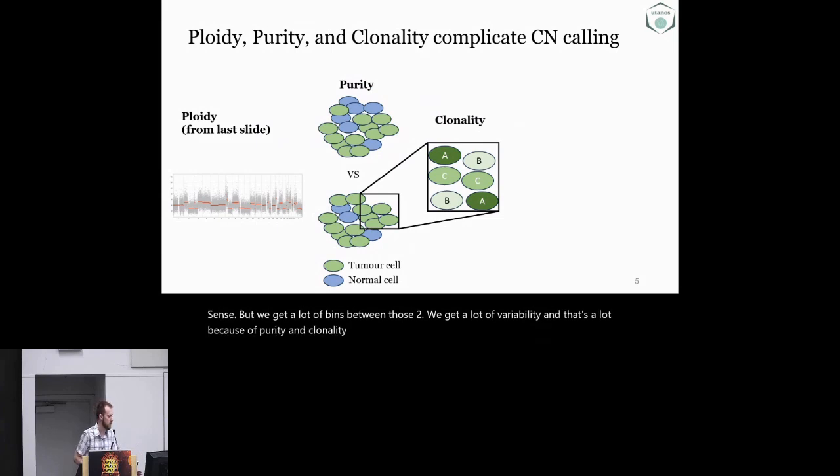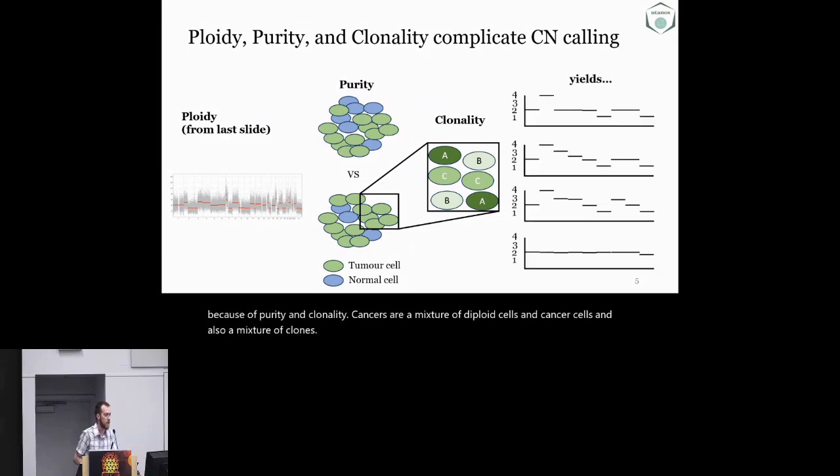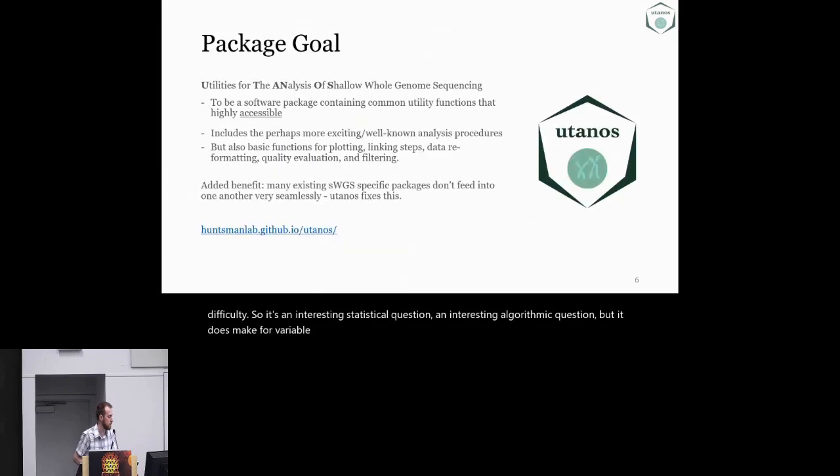Cancers are a mixture of diploid cells and cancer cells, and also a mixture of clones. So for some simple segment plots, you're expecting a mixture. You're sampling from distributions of cells, and when you're sampling shallowly, that kind of doubles the difficulty. So it's an interesting statistical question, an interesting algorithmic question, but it does make for variable copy number profiles.